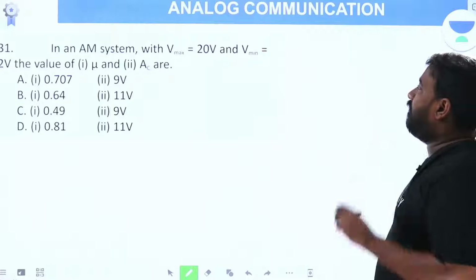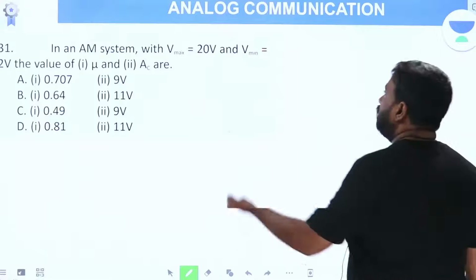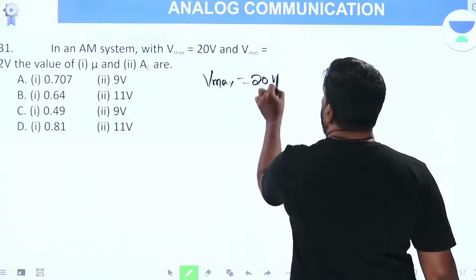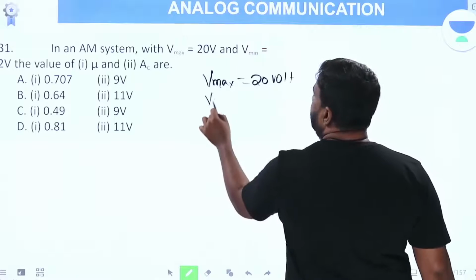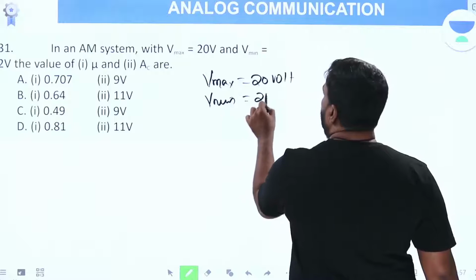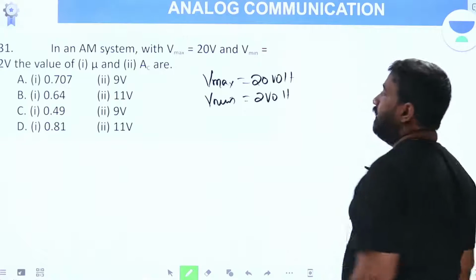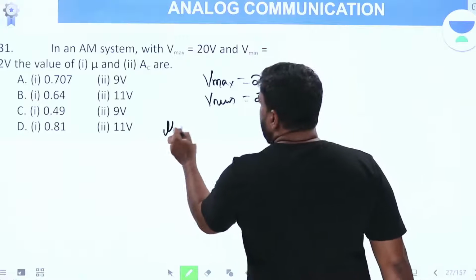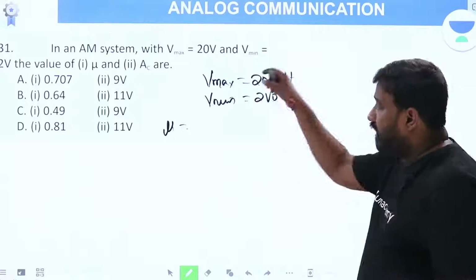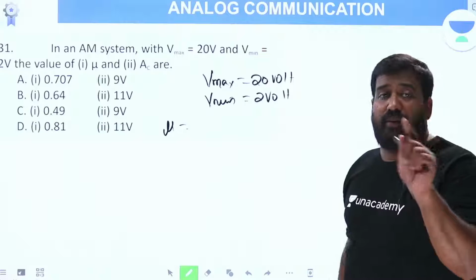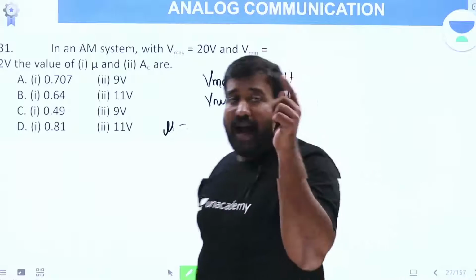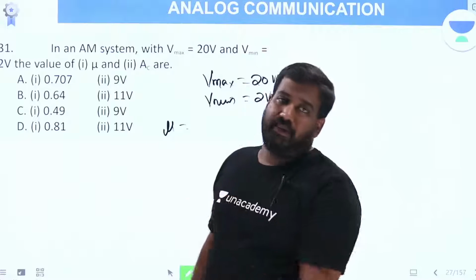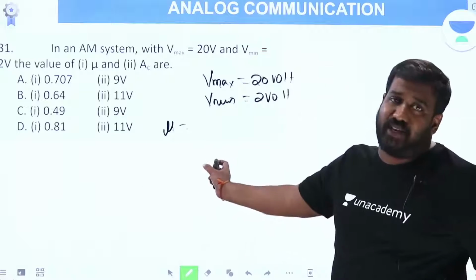In an AM system with Vmax of 20 volt and Vmin of 2 volt, it is asking to find the values of mu and AC. Yesterday in the part 1 class I derived these formulas also. I had not taken any formula directly. If you had missed part 1, please go through it. A very clear explanation is given for this derivation also.